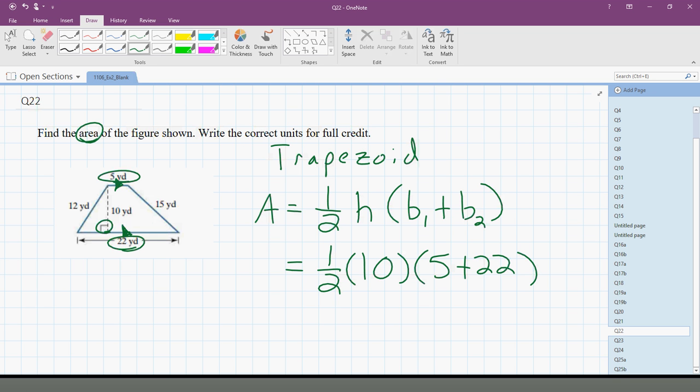In the trapezoid, the 2 parallel sides are always your bases. So there's what you got. All you got to do is multiply it all out. And then tell me what you get. 135. 135 what? Yards.